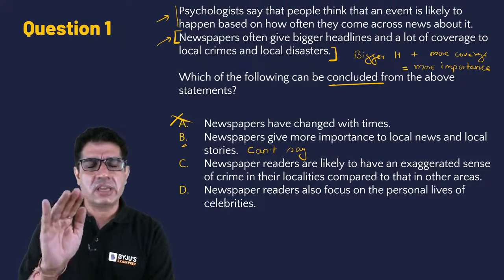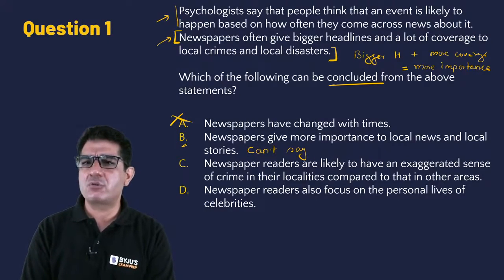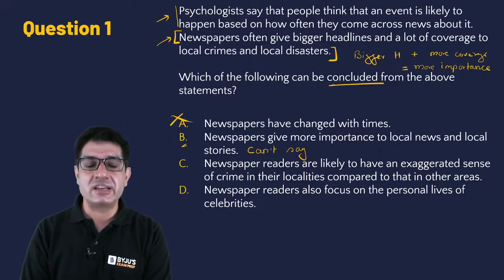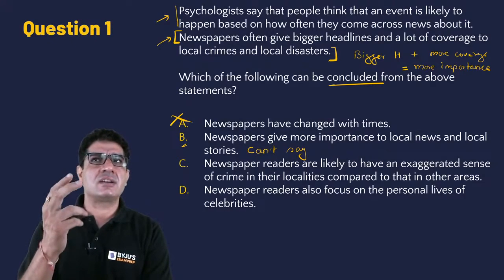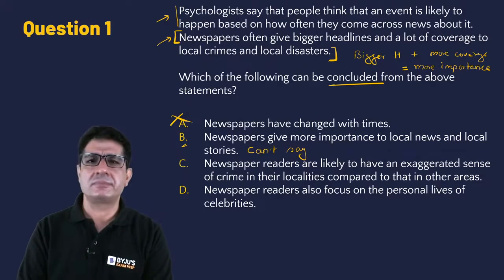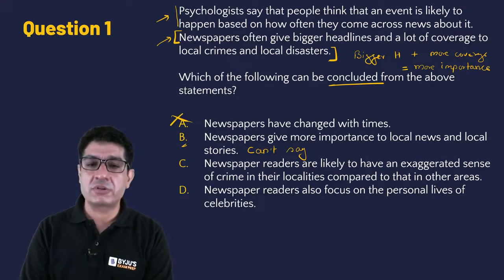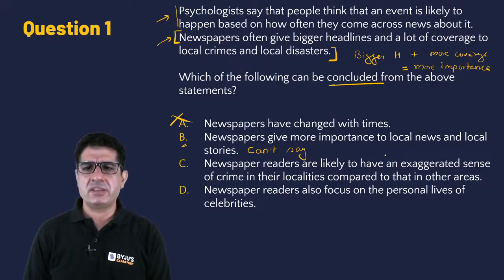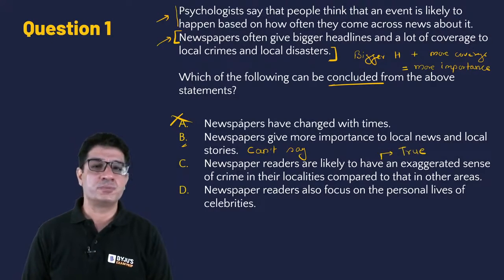So if I combine these two, can I conclude that people are likely to think that a crime is more probable to happen in their area because they are reading more news about it? If you combine, if you look at the paragraph, C will definitely be true. D, newspaper readers also focus on the personal lives of the celebrities, cannot be determined, or can't say.